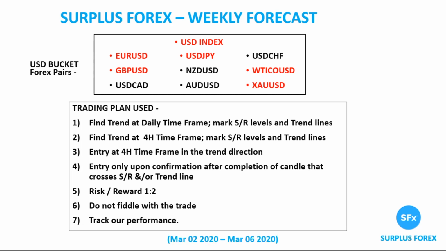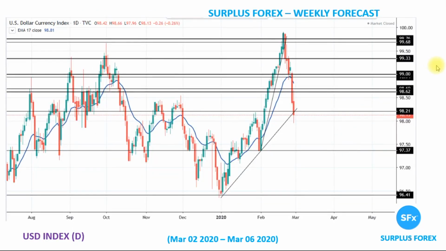Alright, let's start for the week March 2nd, 2020 to March 6th, 2020. So let's start with our standard US dollar index. On a daily time frame, we see that the entry point was 99.33, first target was 99, and we had a stop loss at 99.68. It had a good fall.